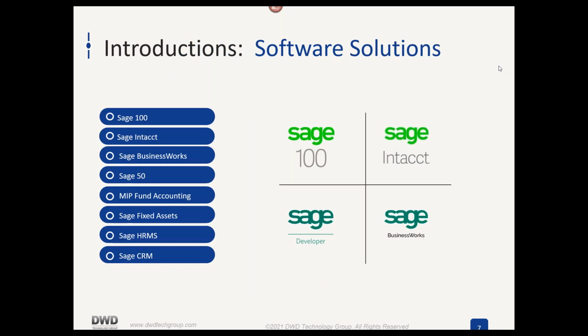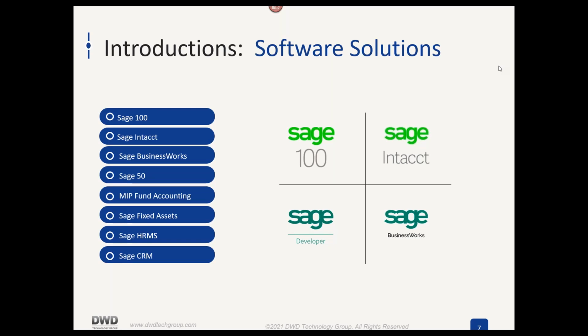Some other products that DWD works with include Sage 100. Some of you may be familiar with that. Back in the old days, this was called Mass 90 or Mass 200. We have a newer offering, which is a cloud-based solution called Sage Intacct. Obviously, today we're talking about BusinessWorks. We also work with Sage 50, which was formerly known as Peachtree. We do some not-for-profit accounting with a product called MIP Fund Accounting. We can also work with Sage Fixed Assets. So if you need to do depreciation schedules, we can help you set that up.